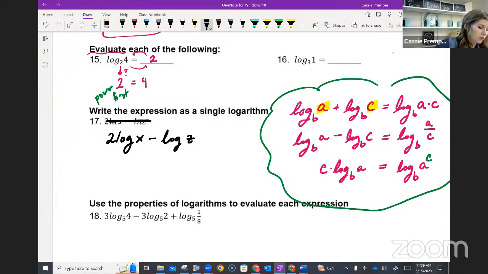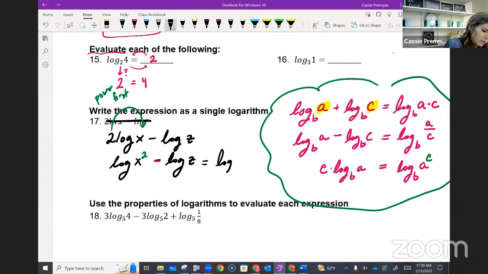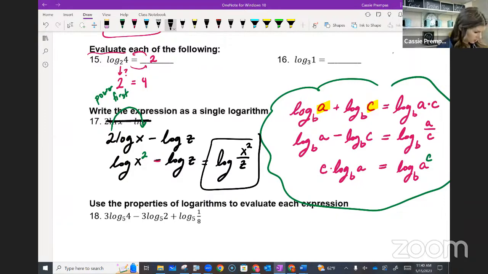Okay, now do you remember what we do? Still do that power first. Same steps, but instead of having ln, it's log of x squared minus log of z. And then what do we do with that minus? Divide. So it becomes a single log with base 10 of x squared divided by z. And that's it. I will not give you an ln on tomorrow's test. Sorry about that, guys.